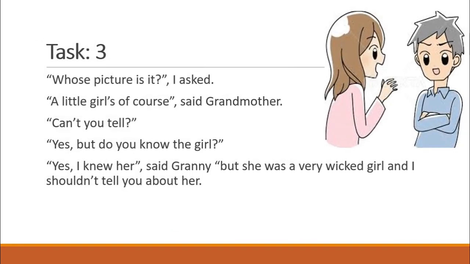And this is task 3. Whose picture is it? I asked. Alright. So you have to try to convert from direct to indirect. So if you have any confusion or any problem, you can ask me.